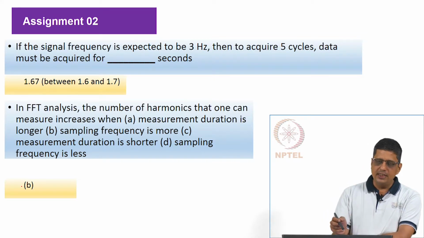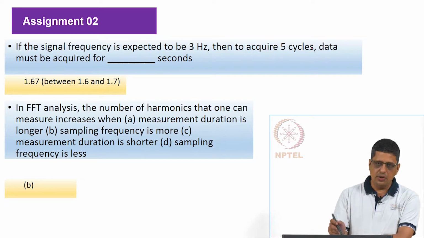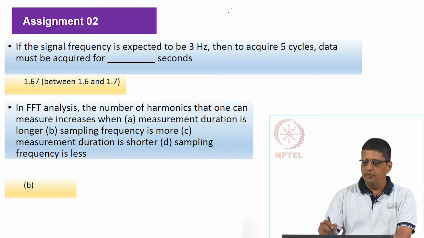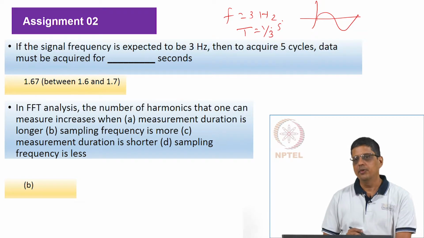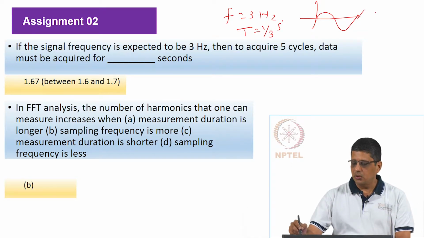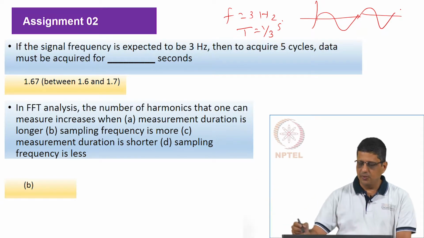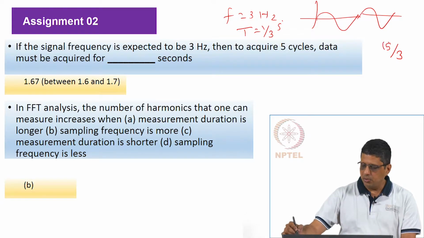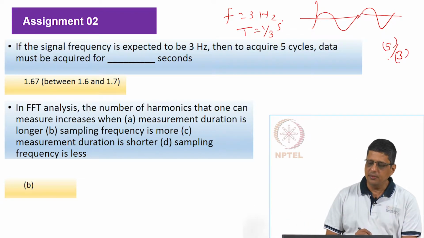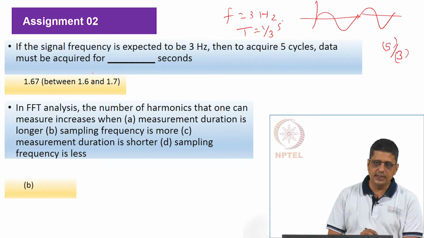Now, if the signal frequency is expected to be 3 hertz, then to acquire 5 cycles, how long should you acquire the data? Okay. Frequency is 3 hertz. That means the time period is 1 by 3 second. Okay. If I need to take 5 cycles, 1, 2, 3, 4, 5, the number of cycles is in the numerator, the time period is in the denominator. So, you get 1.666, anywhere between 1.6 and 1.7 you would get credit.